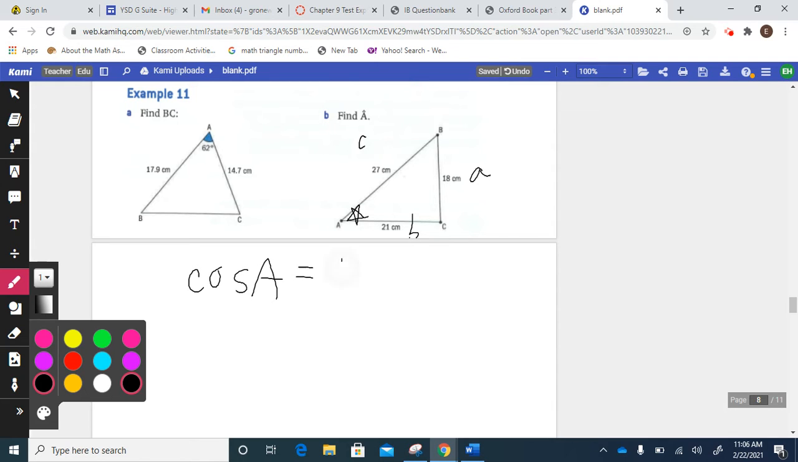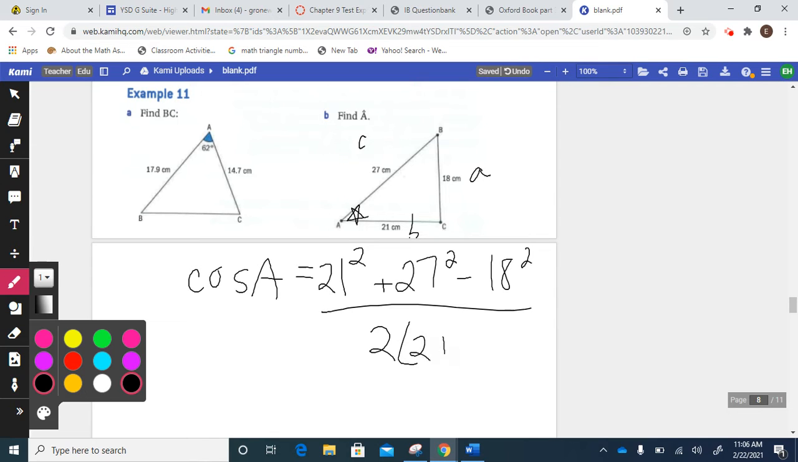So B squared is 21 squared, plus C squared, minus A squared, all divided by 2BC. Okay, so this is the one that's just the rearranged version of our original law of cosines formula. What I'm going to do is plug in the right side of the equation and get an answer. But I'm not done yet.